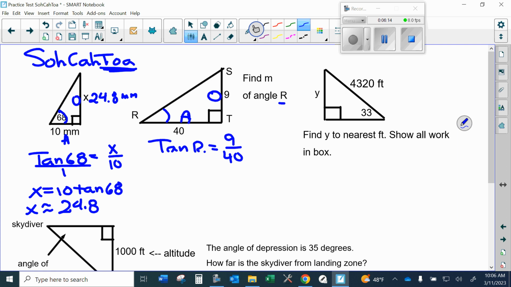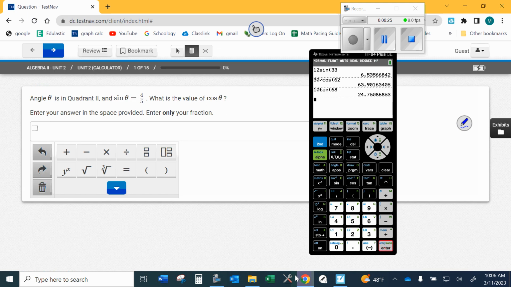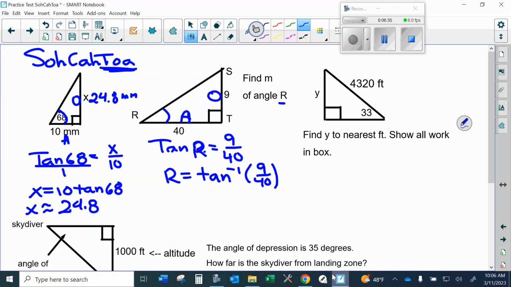Not divide. How do I get rid of tangent? Inverse tangent. So inverse tangent of 9/40ths. Type that in the calculator now. Second tangent, inverse tangent of 9 divided by 40 equals 12.7, going to the nearest tenth. So R is approximately 12.7. You just pay attention to whatever they tell you to round to, or it's multiple choice and you're just picking it right there. Okay, here's another one like our original, besides this last one, the other ones.